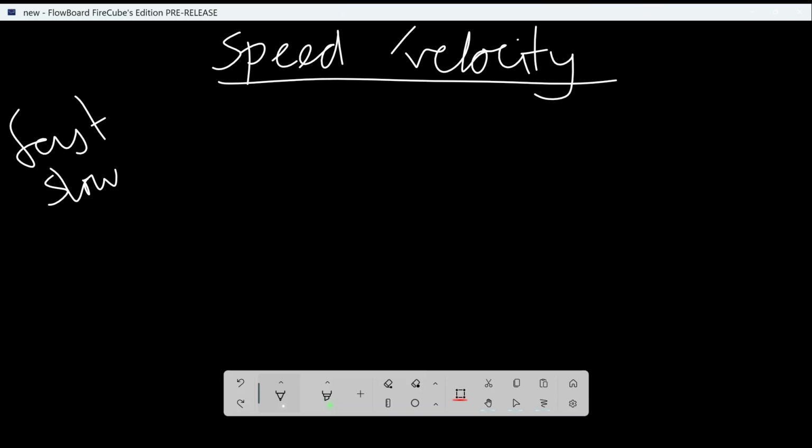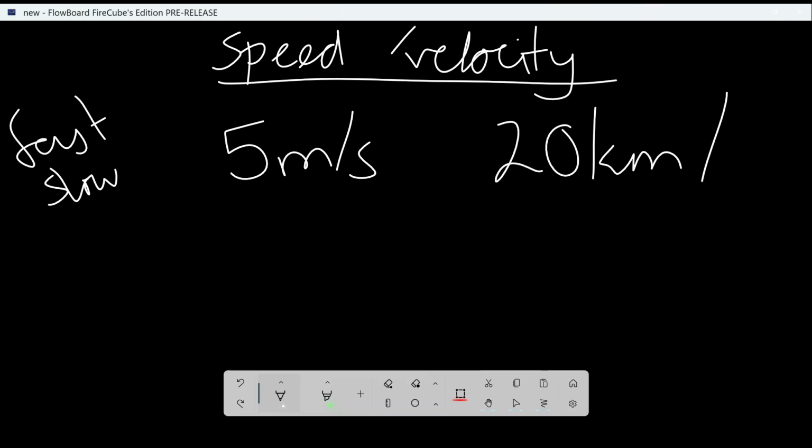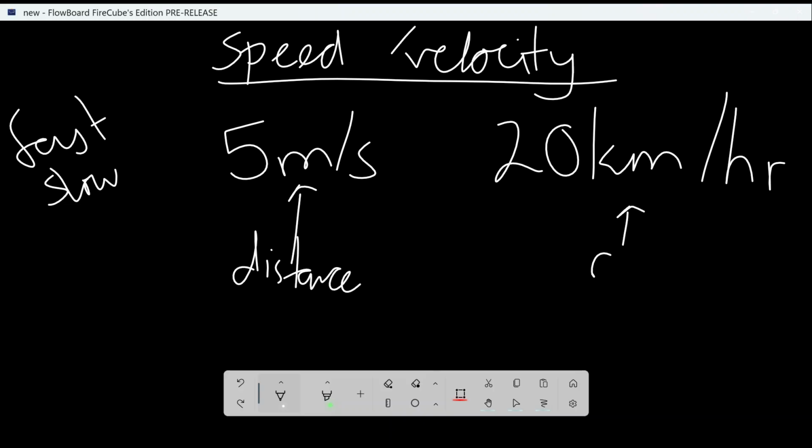So generally when you think of speed, what do you think of? When we think of something moving at, say, 5 meters per second, or maybe 20 kilometers per hour. Well, first, if we look at the units, we have a unit for distance, meters or kilometers. And the seconds, well, that's a unit for time. And so is hours. That's also a unit for time.